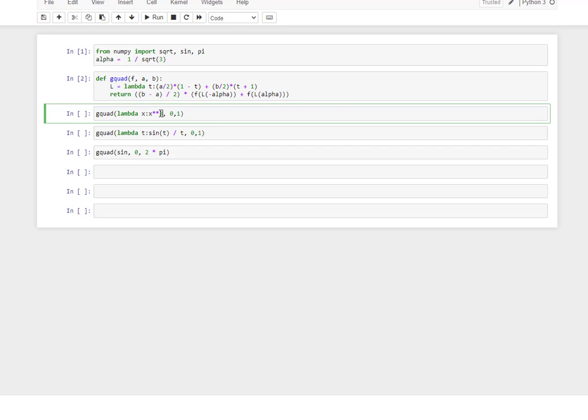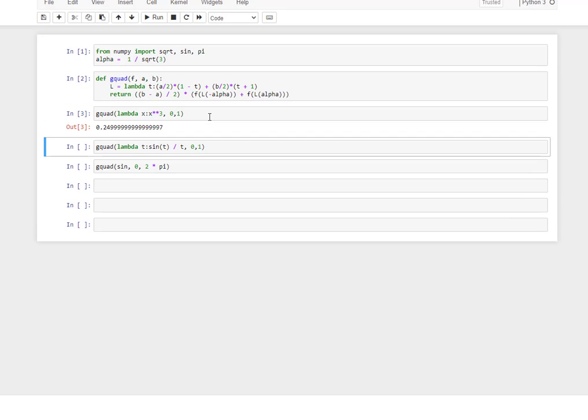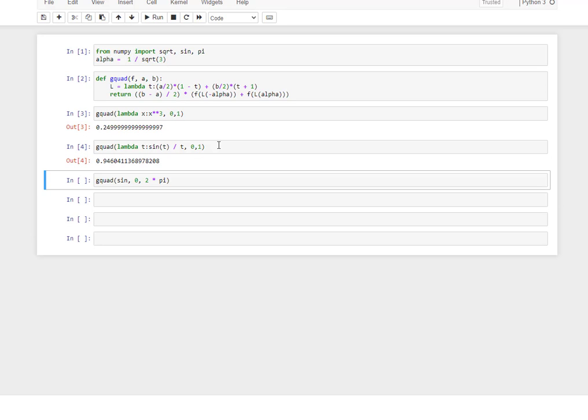So I start off with my test case, integrating a cubic. And so shift, enter, and it gives me 0.25, which is exactly what I should get here. On this one, this is a function I don't know exactly, but just to show that, I'm integrating sine of t over t, and I get 0.946. Is that right? I don't know, but okay.